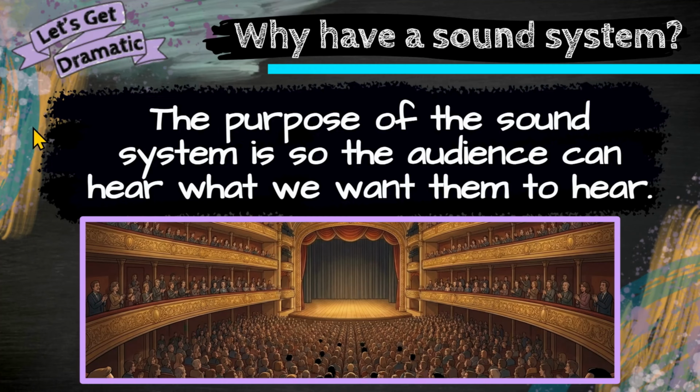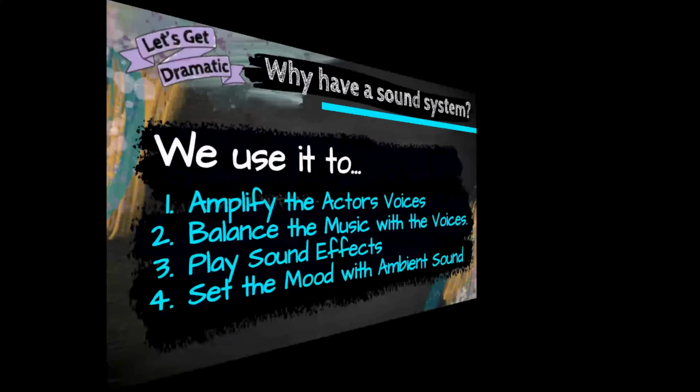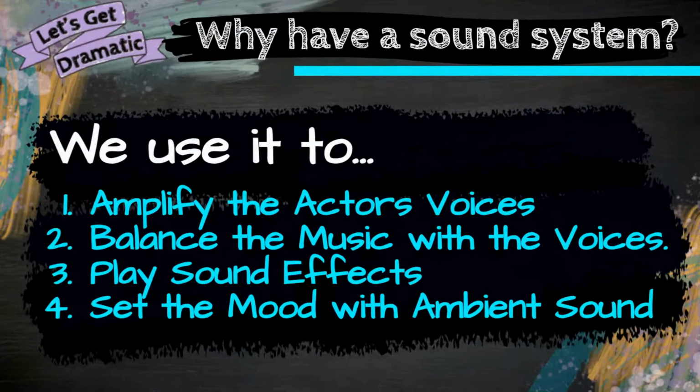Why do we have a sound system? The purpose of the sound system is so the audience can hear what we want them to hear. We use it to amplify the actors' voices, balance the music with the voices, play sound effects, and set the mood with ambient sound. So ambient sound is the background sound. It can be like thunder, rain, anything kind of in the background like that.